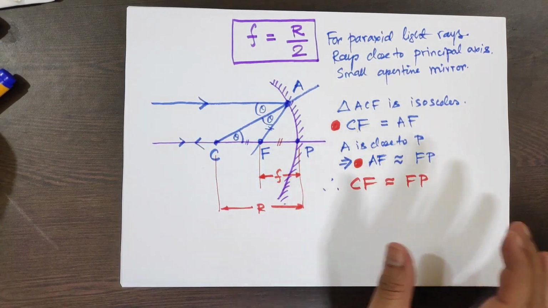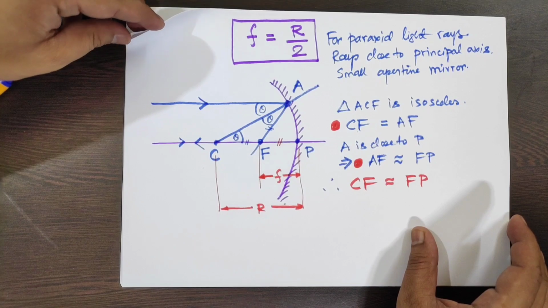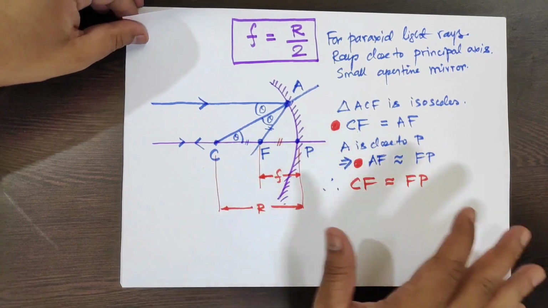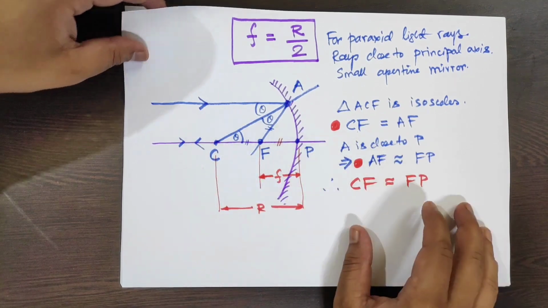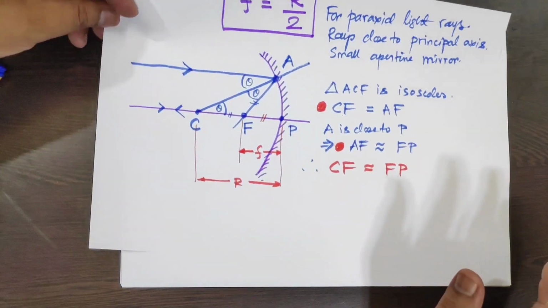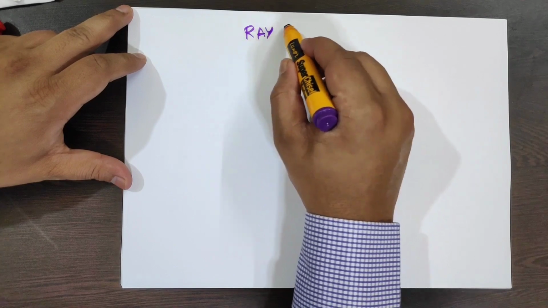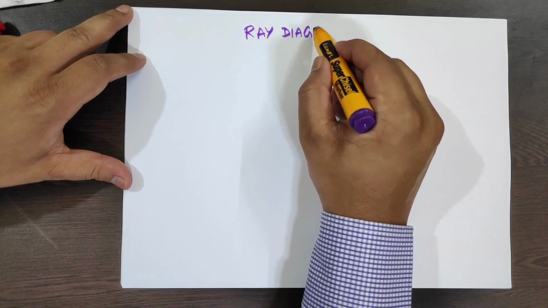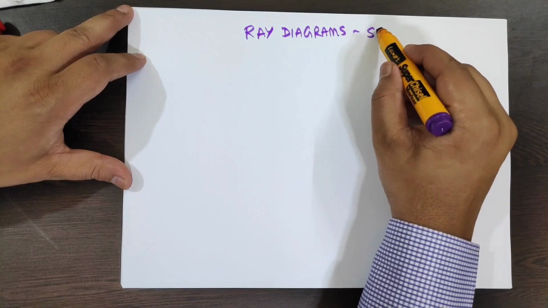It's the same for the convex mirror, right? It is exactly same for the convex mirror. You try out and draw the diagram and prove this for convex mirror. That is a work for you. Now we will be drawing several ray diagrams. Ray diagrams for spherical mirrors.